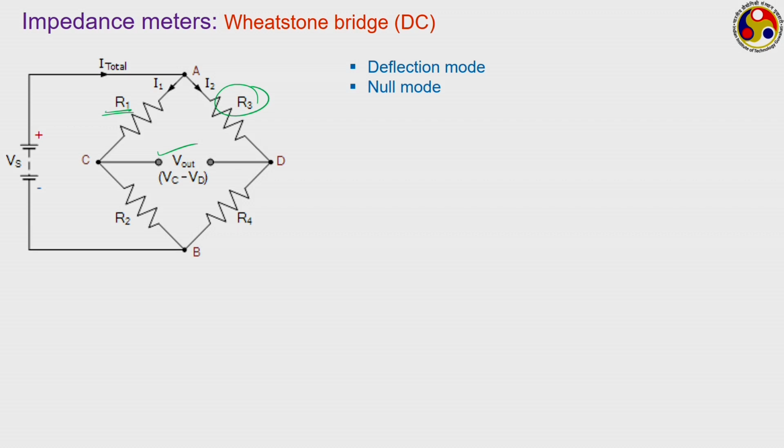The deflection mode of measurement is very easy if you are looking for a dynamic measurement, but the problem in deflection mode is that the voltage generated, that is Vc minus Vd, is a function of this Vs. So if there is a change in the value of Vs, we have to recalibrate the voltmeter accordingly. However, if we go for null mode, then the final reading is 0, and therefore we do not have to depend on the value of Vs. We just have to sense the change in the value of R3. That will give you a measurement of the change in R1.